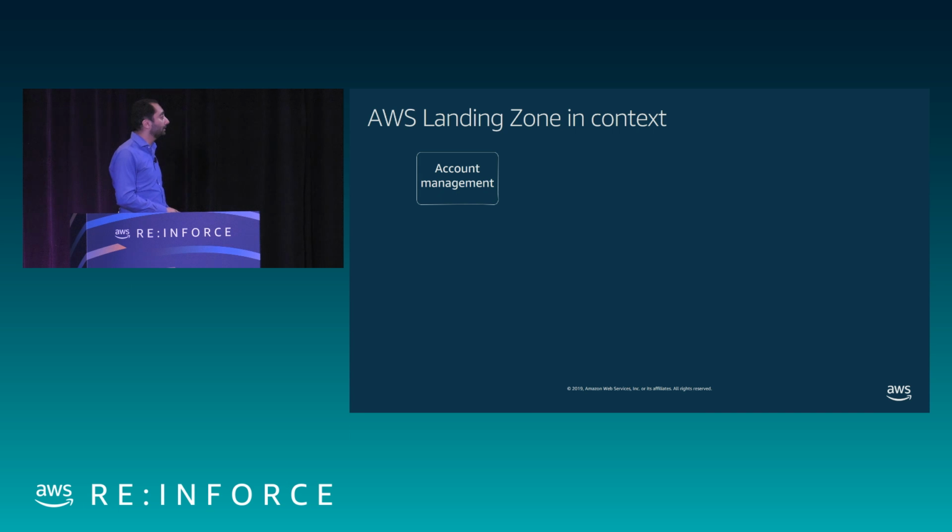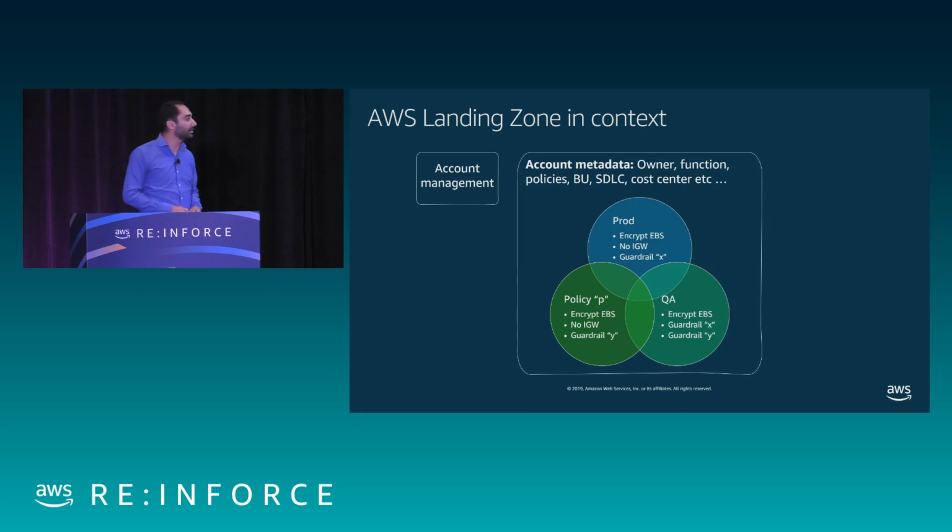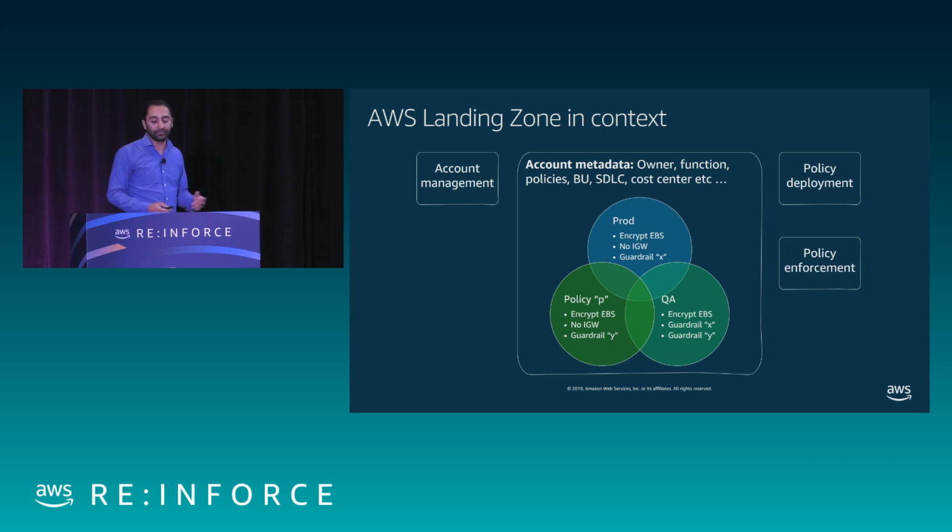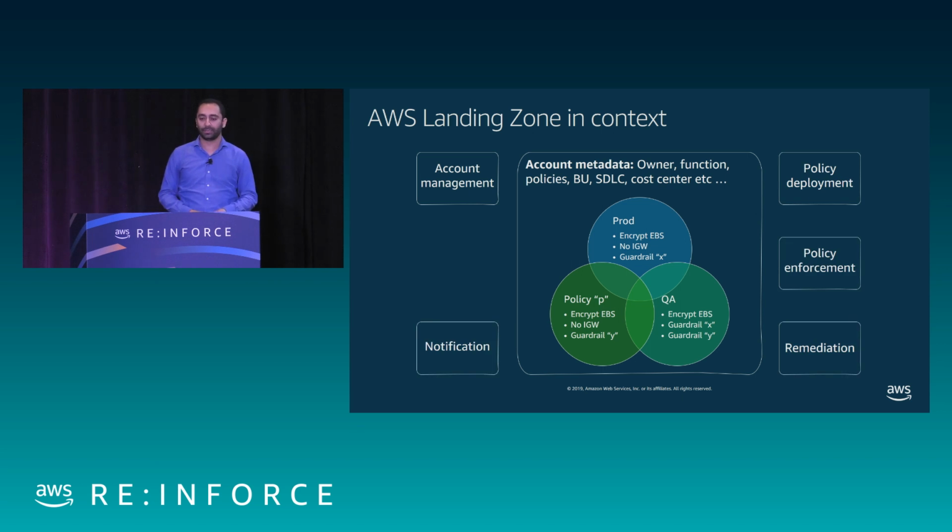So to give it a little bit more context, when I start thinking about this entire landing zone concept, that lowercase landing zone, what does it take to actually operate and build things in AWS? Got the account management aspect of it. Got things like account metadata. Who's the owner? What's the function of that account? What do I need to be protected in there? Is it subject to a compliance program? What are those account level things I need to do? And policy deployment, enforcement, remediation, notification, all of those things are things that I need.